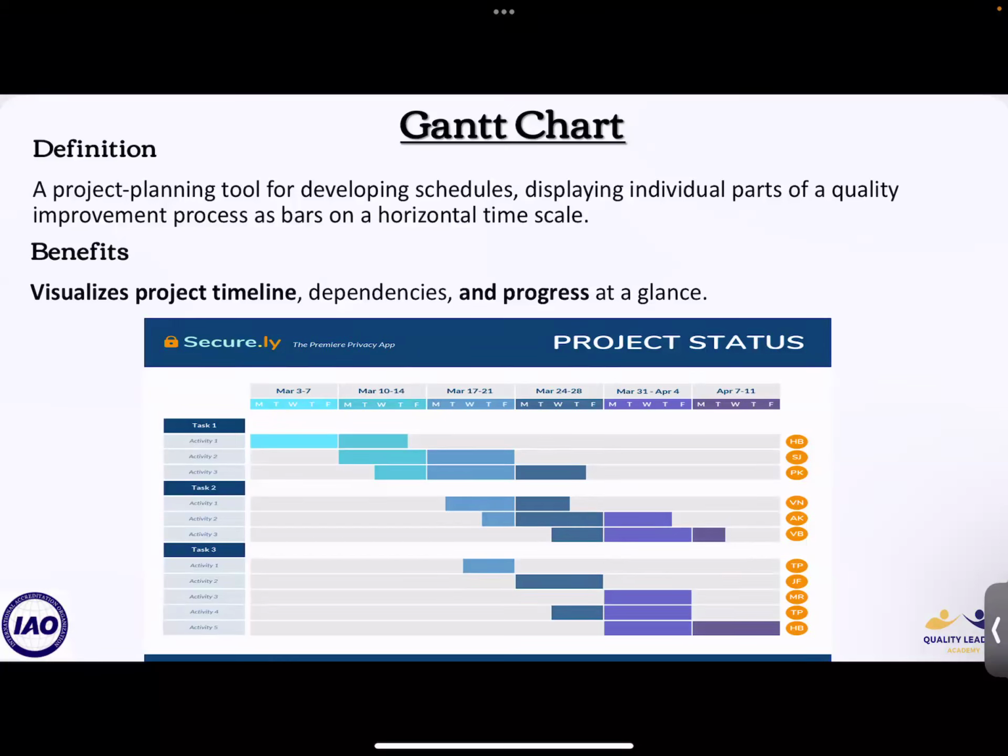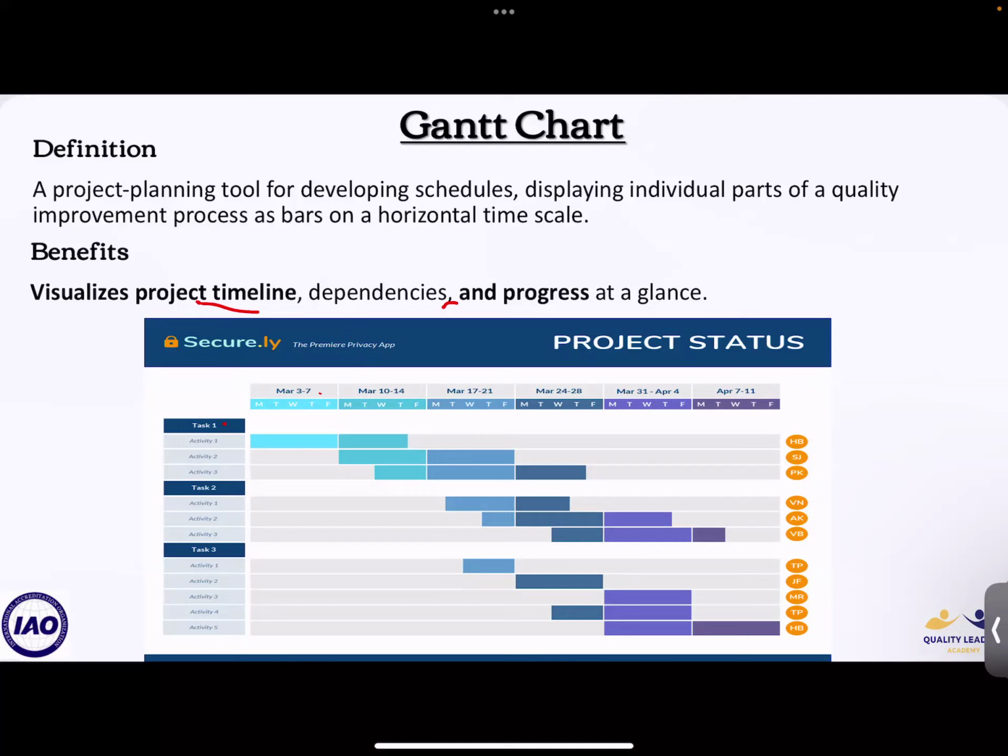It is used to track project improvements. It visualizes the project timeline, dependencies and progress at a glance. The Gantt chart looks like this. So you write the required tasks in the list. We have task 1, task 2, task 3. Then you assign the time frames. Task 1 is from March 3 to 7, and task 2 from March 10 to 14, and then task 3, and so on.